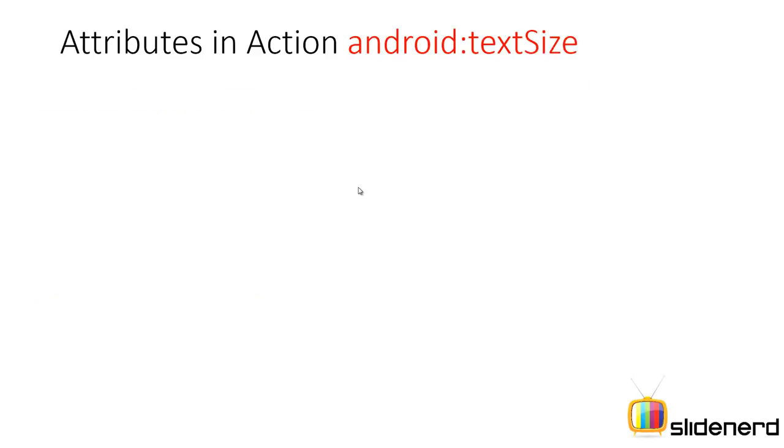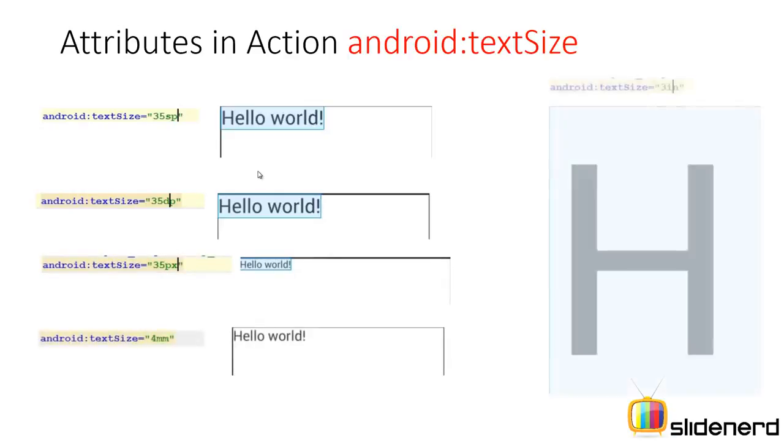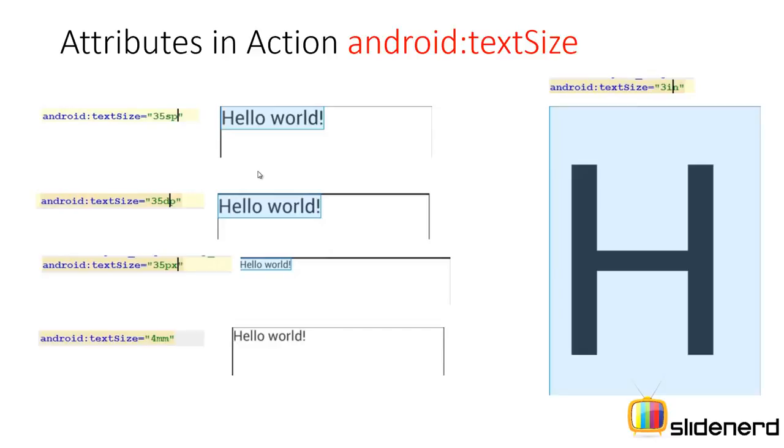Then you have the Android text size attribute, which was the second attribute as per our list. And here you can give values like this. Text size is 35sp, 35dp, and you can have 35px, and then you can have 4mm and 3in. Now take a look at this. You can have so many different types of values over here. But what is the recommended approach? Obviously you are supposed to use sp over here.